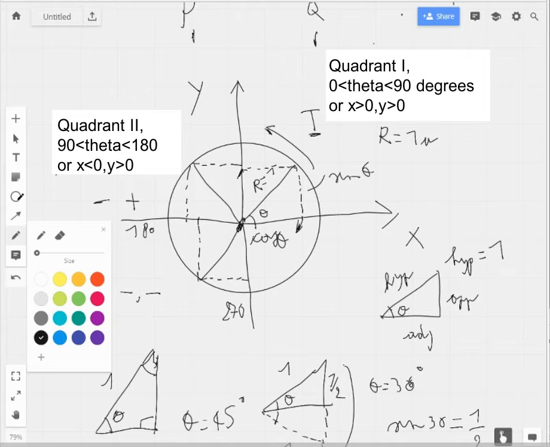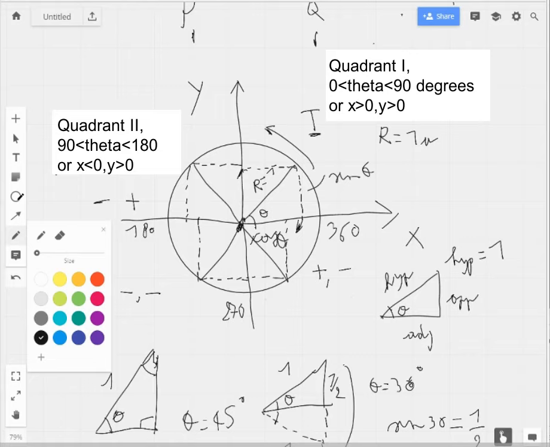Then we go back to 0, we have 360 degrees. In this case, the cosine will be positive, but the sine will still be negative. So the cosine will be positive, whereas the sine will be negative.